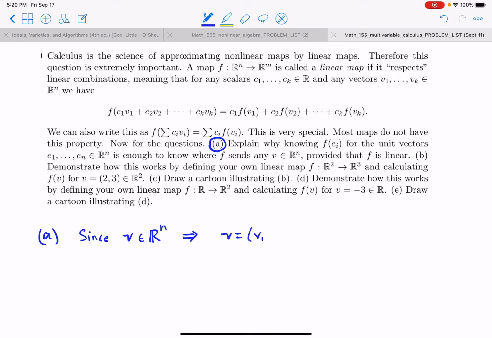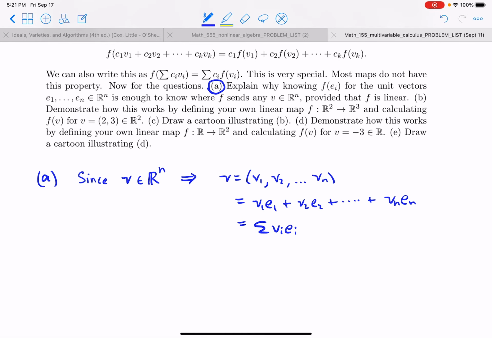v really has n components, well then this is just v1 e1 plus v2 e2 plus dot dot dot plus vn en. I can write that in a shorthand like this. And here each of the vi's is now a real number, whereas v is a vector in Rn.